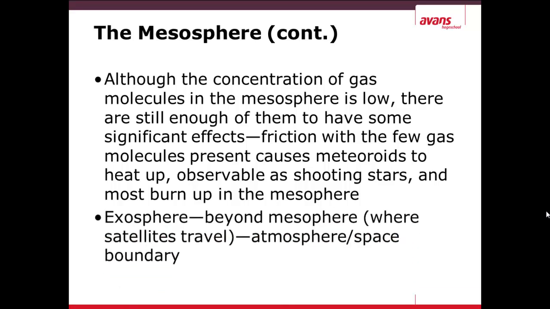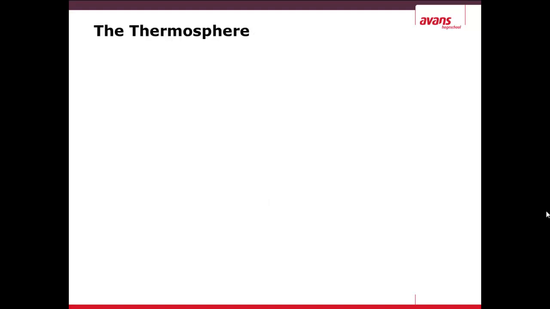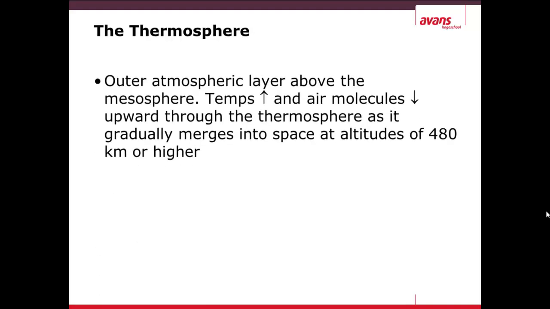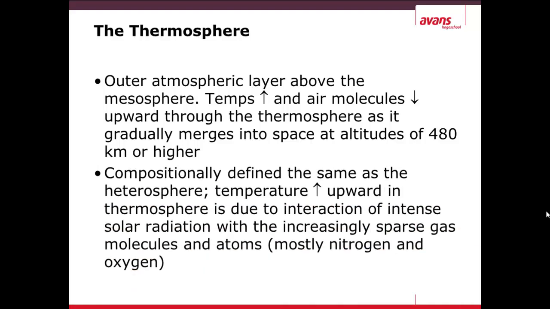The exosphere, which is beyond the mesosphere, where the satellites travel, is the atmosphere-space boundary. The thermosphere is the outermost atmospheric layer. Here, the temperatures increase as the number of air molecules decrease. The thermosphere goes up to approximately 480 kilometers. Compositionally, it's defined as the hydrosphere.